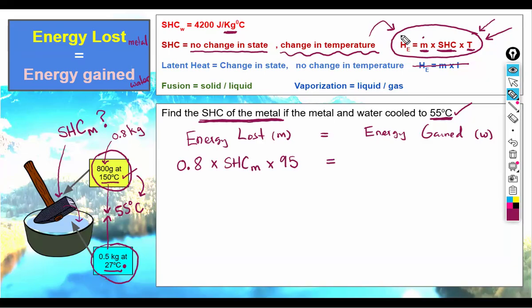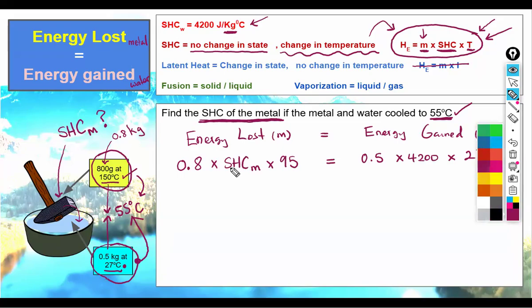The heat energy that the water is gaining is the mass of the water. Well, the mass of the water is 0.5. We know the specific heat capacity of water that was given is 4,200. And how much is the change in temperature of the water? The water started off at 27 and went up to 55.